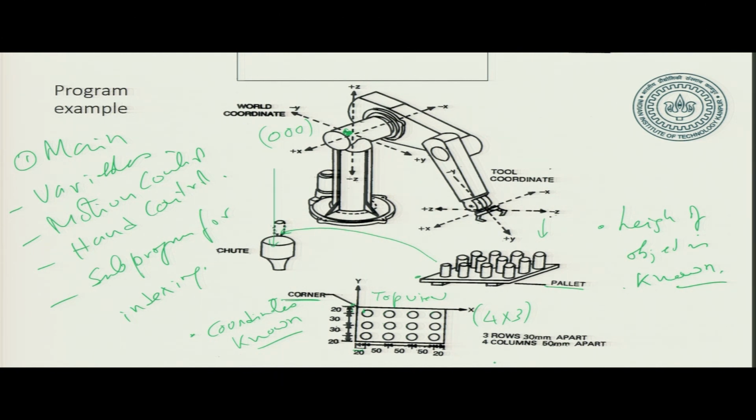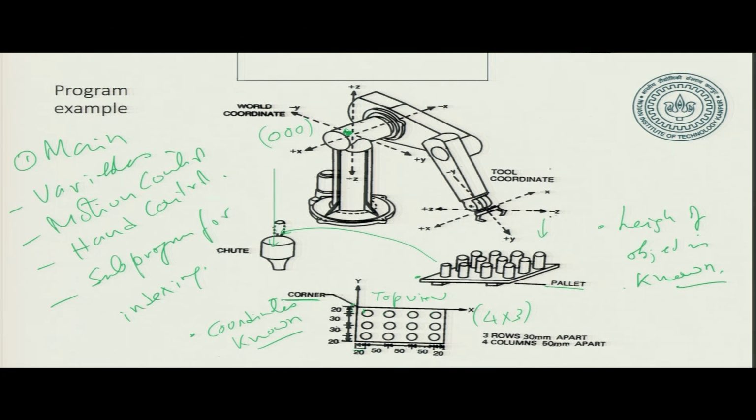And that is the reason why a subprogram is written for indexing. So, suppose now I change the number of objects from 4 by 3 to 10 by 5. Now, the same program, simply by changing the number of rows and number of columns, should still work. That is a good way of writing a program.